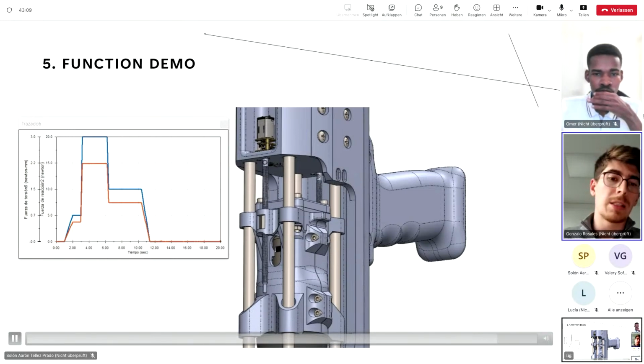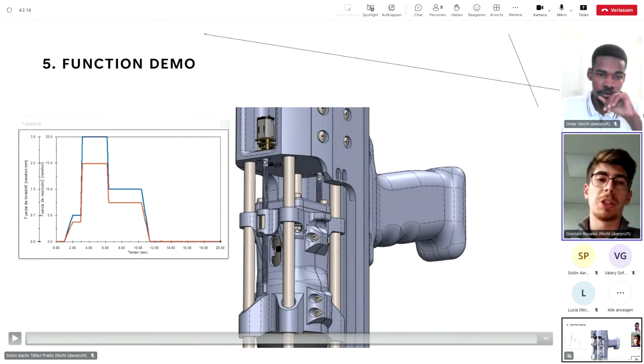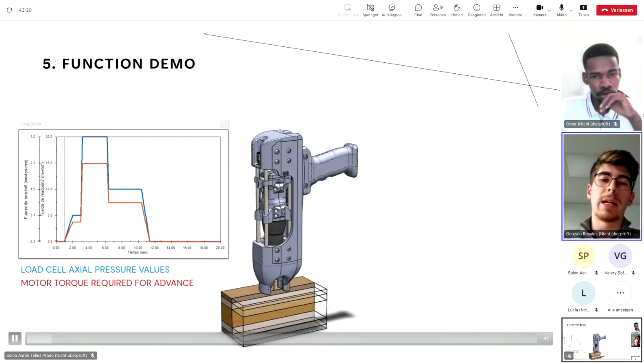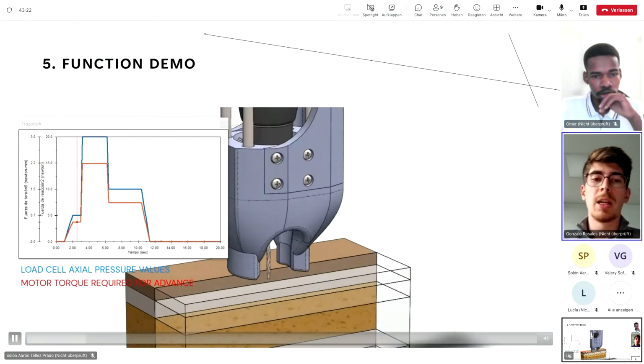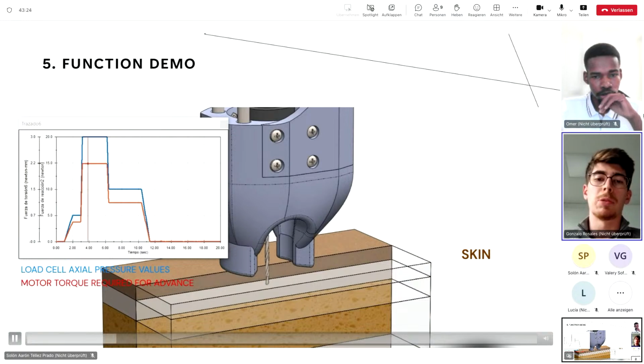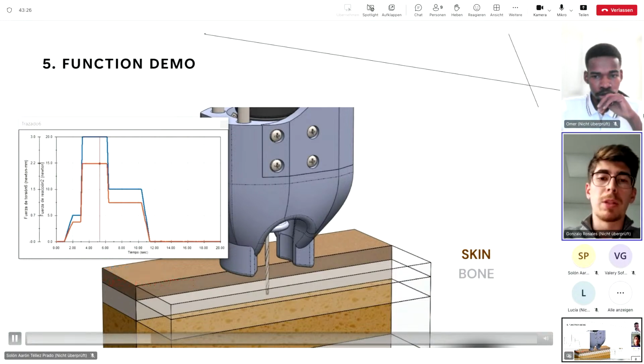All this operation lasts around 10 seconds to do all the drilling part, which is a very short time, and it also helps the user to avoid extravasation, which is the problem that Valerie was talking about. And pass to the next slide.